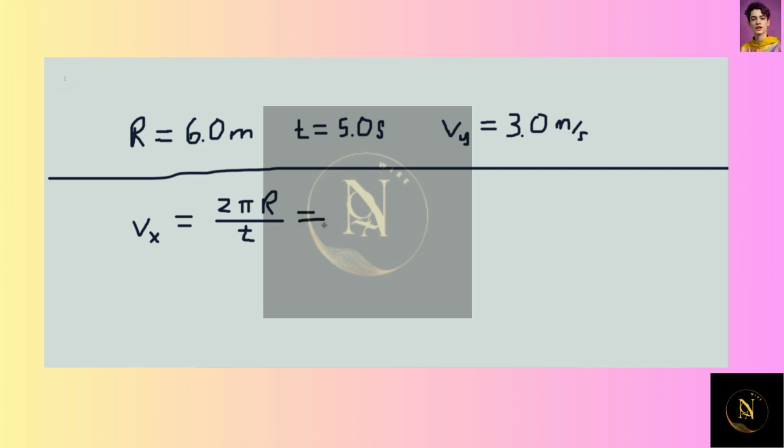So plugging those values into this expression, we find that the tangential velocity in the x direction is 7.54 meters per second.